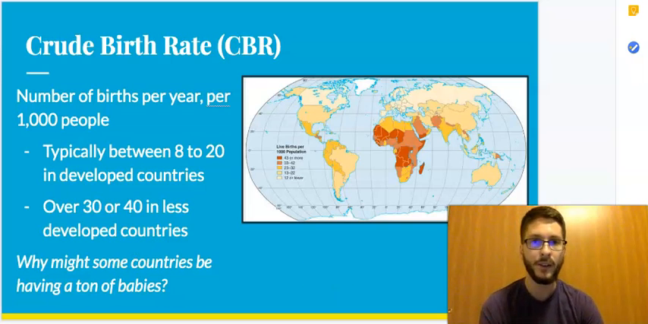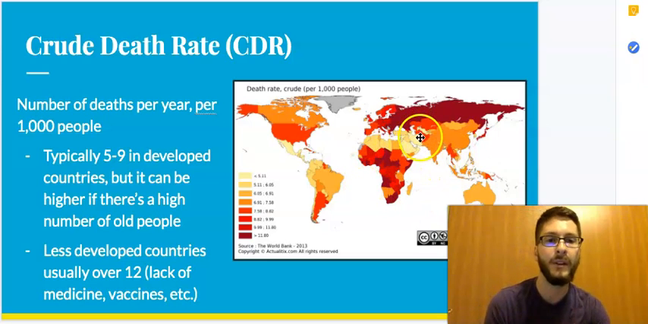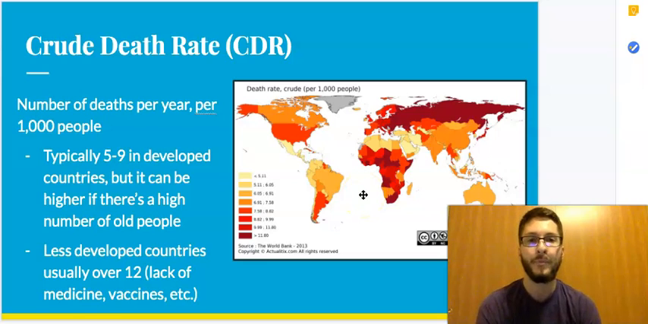On the flip side we have what is called the crude death rate. Once again, it's the number of deaths per year, per thousand people. The thing with this one is that if you're looking at certain parts of the world, whether it's parts of the Middle East or parts of Africa, the death rate is pretty high, and it's because of a lack of medical care, lack of access to vaccinations, lack of food and water and things like that.